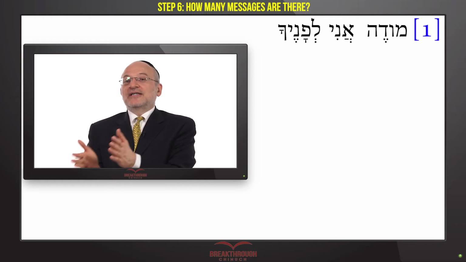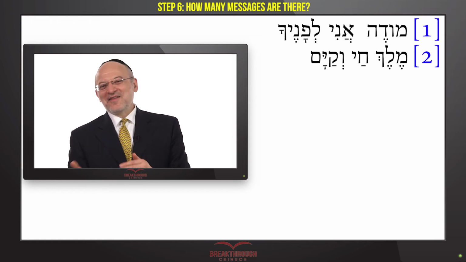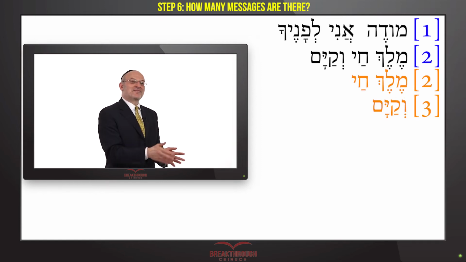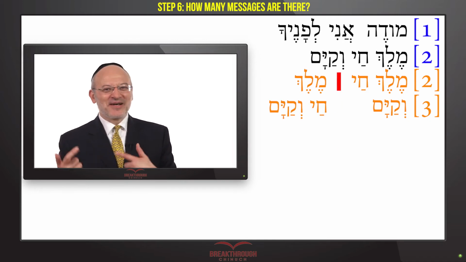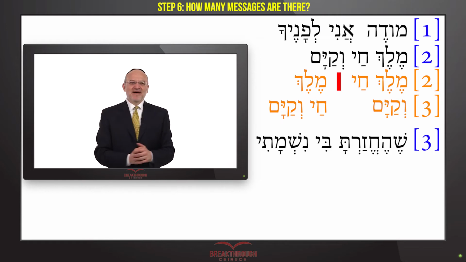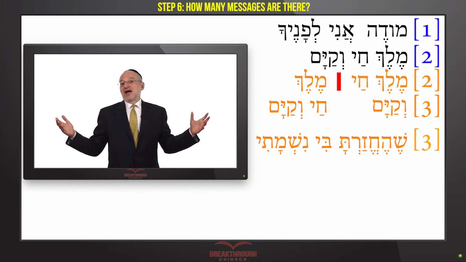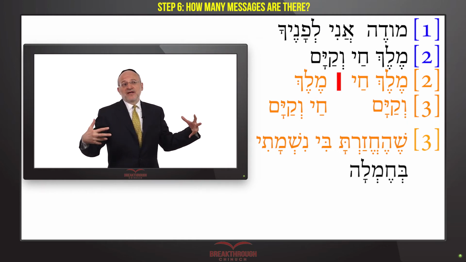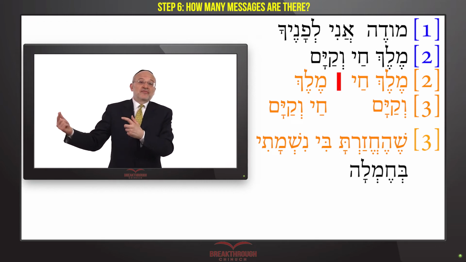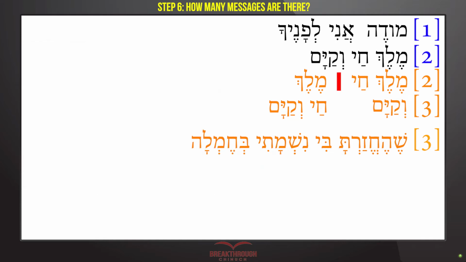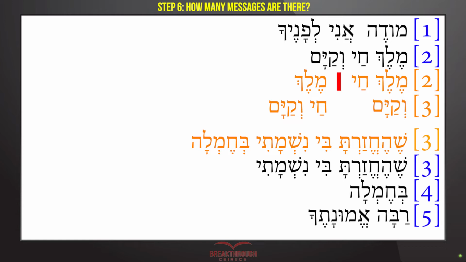So some will say, Modeh ani lefanecha. Number 2, Melech hai v'kayam. And others will say, no, Melech hai goes on its own, Kayam goes on its own. Others might say Melech stands on its own and Chai v'Kayam goes on its own. You'll see what we're going to do with this in a few moments. Shechazarta bi nishmasi. Some might say let's put that as one separate message. Others might say no, Bechemla is an adjective, with great compassion, extra compassion, that's describing Hashem returning my soul to me. So let's put that all on one line. Okay, Shechazarta bi nishmasi, Bechemla. Now, Rabba Emunasecha stands alone.